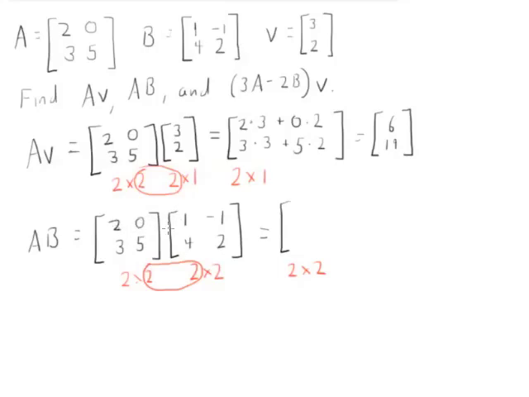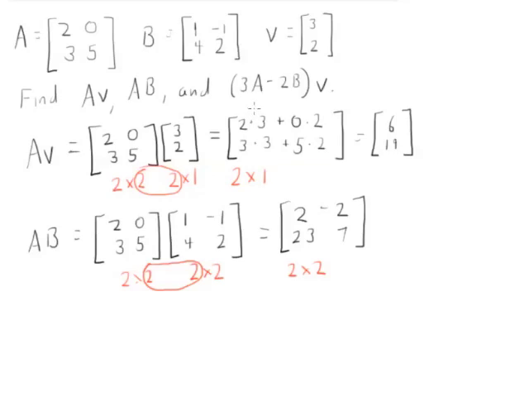2 times 1 plus 0 times 4 is 2. Over here, we're going to take first row, second column. 2 times negative 1 plus 0 times 2. We move down here, second row, first column. 3 times 1 plus 5 times 4. Finally, in this position, second row, second column, we take the dot product of the second row with the second column. Negative 3 plus 10 is 7. So it's the same basic idea, we just have a lot more entries to work with.